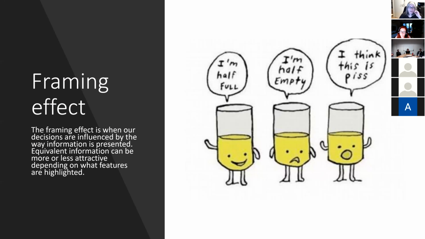So let's start with the first one here. This one is a really big one. It's called the framing effect. Probably the most notable example is the glass half full or half empty. I rather like this little cartoon with half full, half empty, and no, I think this is piss. So your decisions are influenced by the way information is presented. For a long time, people would just say half full or half empty, until a little cartoon like this came along, and then people laugh and say this one is quite humorous.